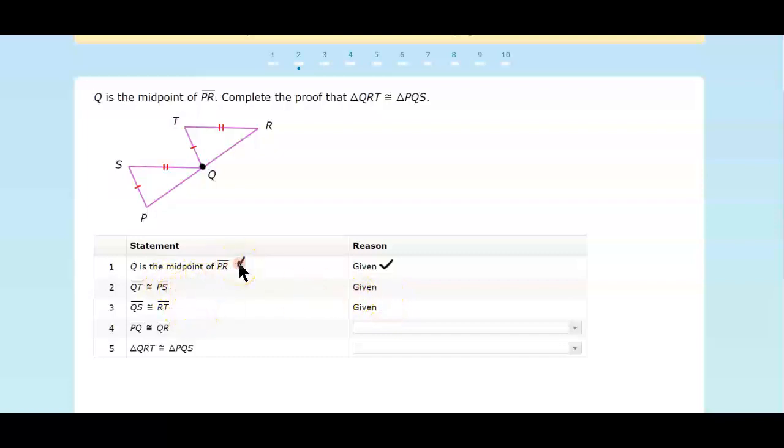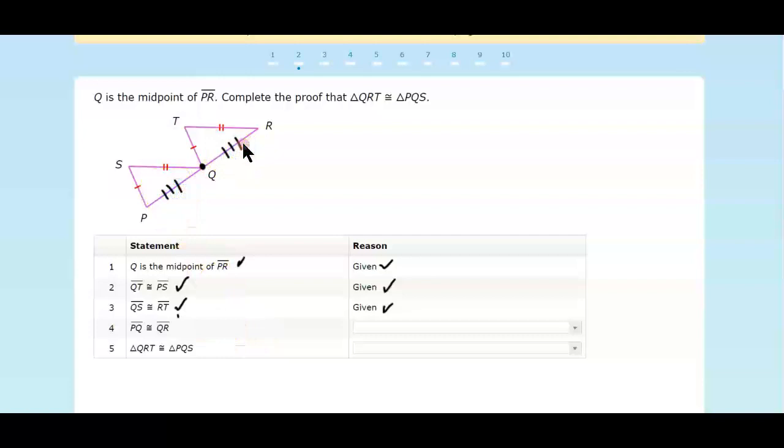Now, when it says given, it's not said given. Why is it given in this case? Because it was pre-marked for us. In this case, it's given because it's pre-marked. QT is congruent to PS, and then QS congruent to RT, also given because it's pre-marked. And then PQ is congruent to QR. I'm going to mark that. This is my third side, so I'm using 3 tick marks.